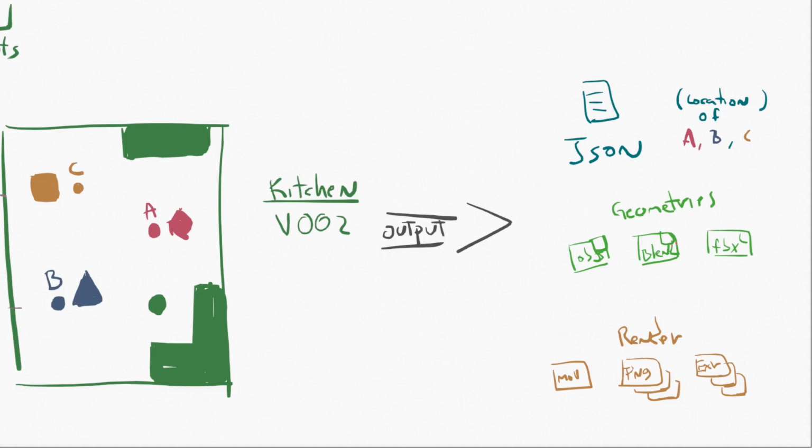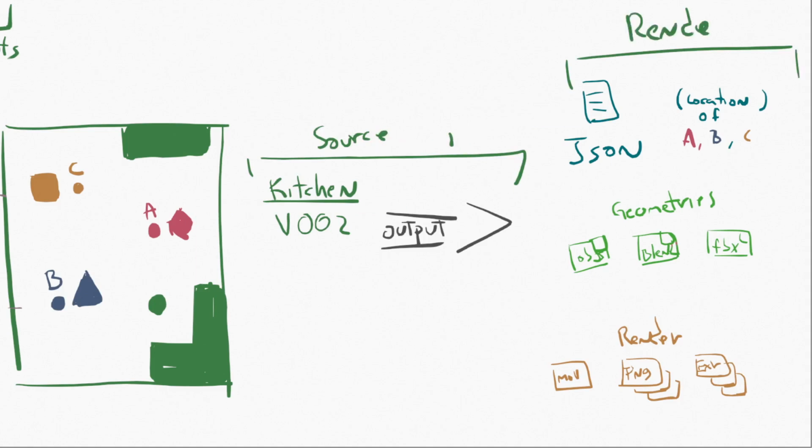The other thing that we may get as an output from this file is the renders, and those can be MOVs, PNGs, and EXRs. Now, here, what we're saying is, listen, there's a source file, and I have things that are going to come out of that source file. So this would be our source, and all of this is stuff that belongs to our renderer. Okay, and these are all outputs from that source file. And as I mentioned, geometries, JSON files, MOV, anything that comes from kitchen version 2.